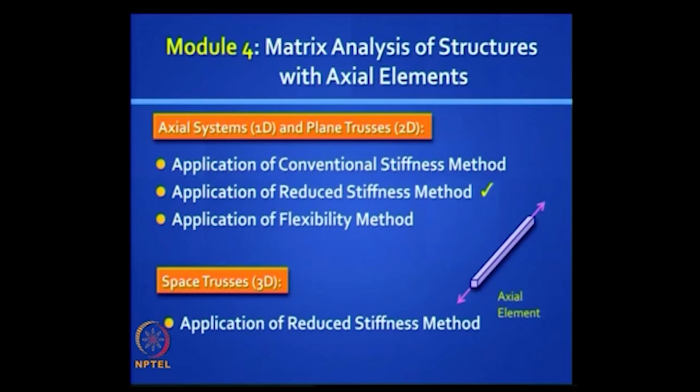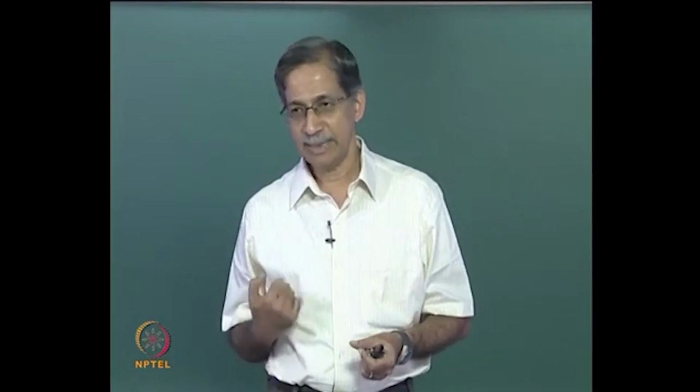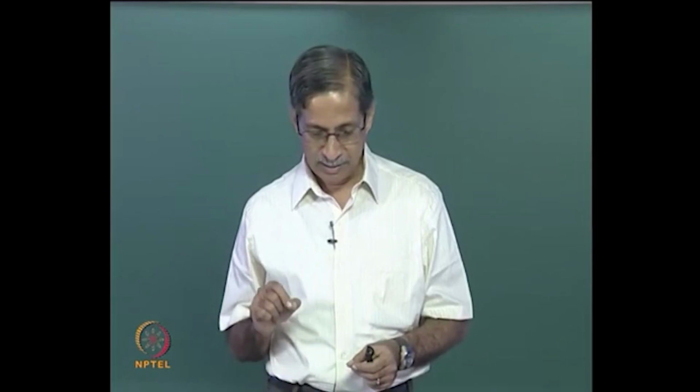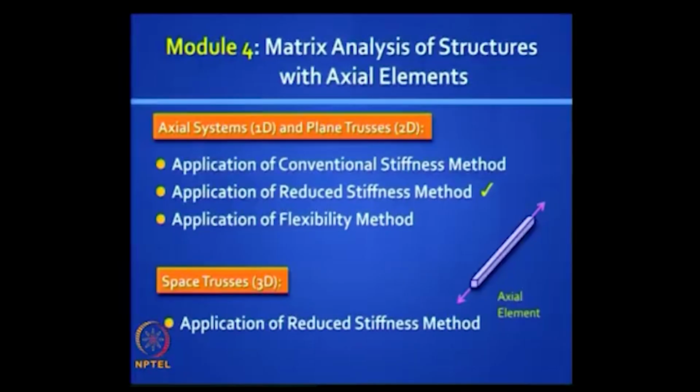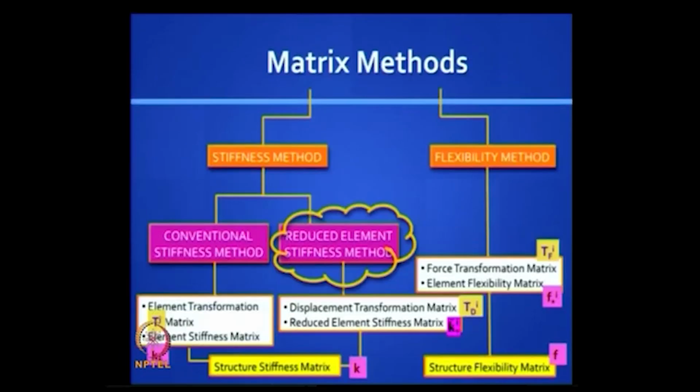1D structures, it also included plane trusses, but space trusses we did not do because we said they are complicated and we would show how you can use the reduced stiffness method to apply to space trusses. We will cover this in two sessions. In today's session we will look at the application of reduced stiffness method to 1D structures and plane trusses. So, this is covered in the fourth chapter of the book on advanced structural analysis.